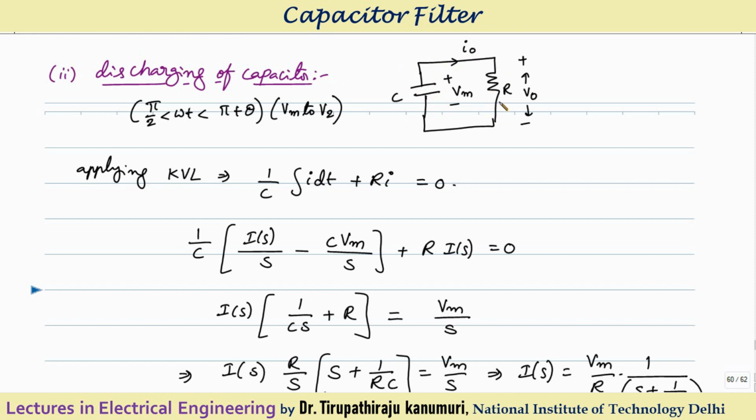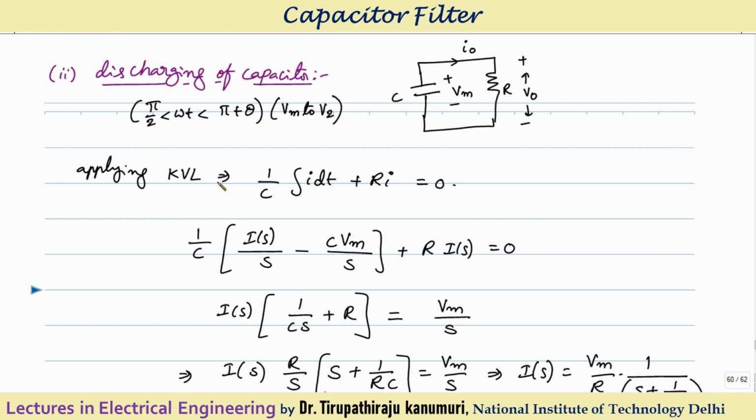The same current is supplied by the capacitor only. So from which duration to which duration is it discharging? It is discharging from pi by 2 up to pi plus theta, and during this time the capacitor voltage changes from V maximum to the V2 value.